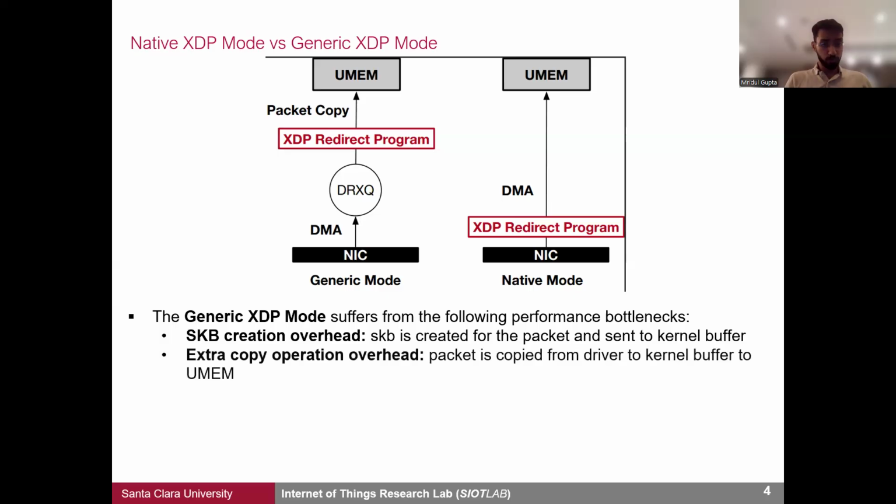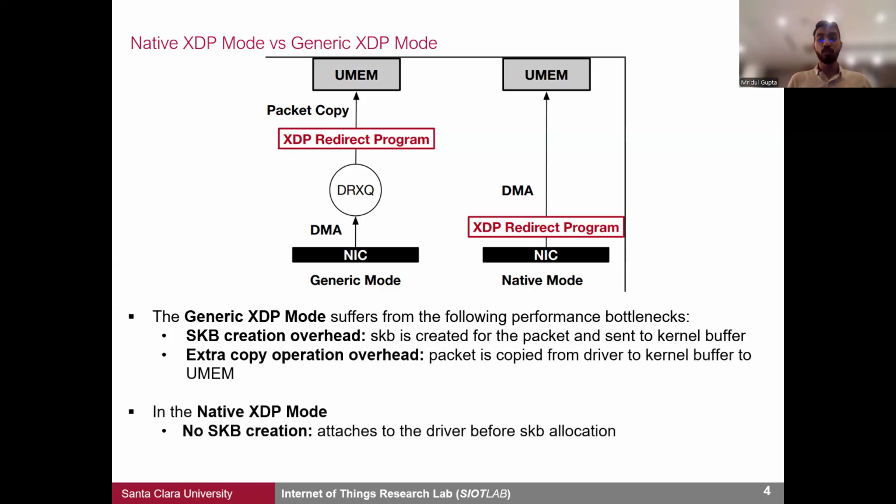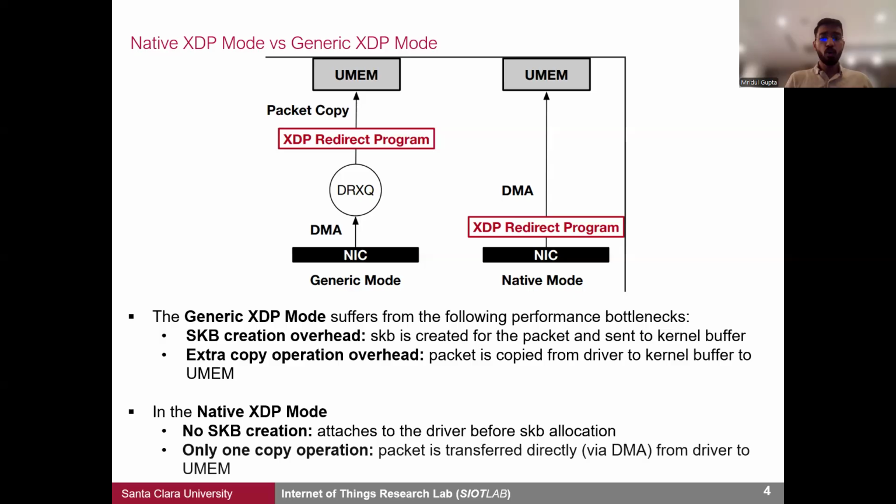The native XDP mode tries to overcome these performance bottlenecks in the following ways. Firstly, it attaches to the NIC at the earliest point of packet reception, that is, before any socket buffer allocation takes place. Hence, a minimal amount of packet processing is done by the kernel in this mode. Second, only one copy operation takes place in the native XDP mode, where the packet is directly DMA'd from the NIC to the UMEM. However, it should be noted that the native XDP mode is not supported by all NICs.